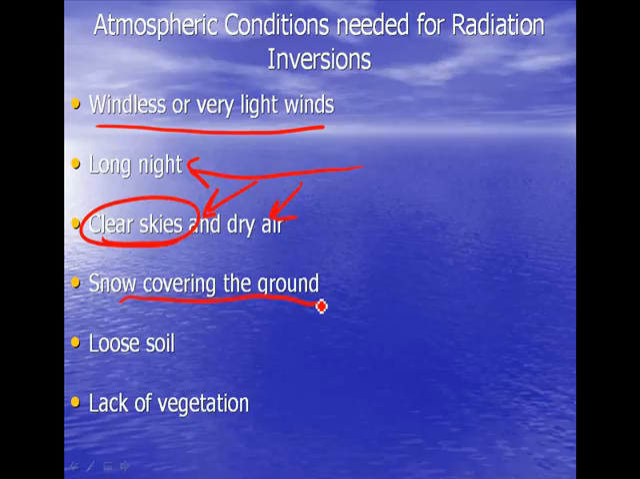Loose soil. You want to keep the heat that's in the ground away from the surface, and the best way to do that is to have loosely packed soil. You have air pockets in between the different soil particles, and we know that air is a poor thermal conductor. So if you have that air space in the soil, it's not going to promote heat transfer from the subsurface to the surface. And then, of course, a lack of vegetation, because vegetation can actually produce some problems with radiation inversions.